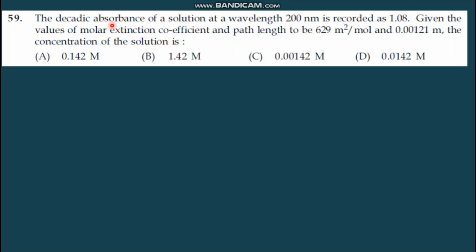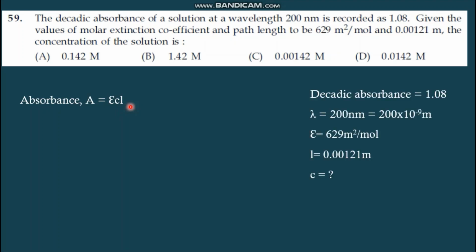Next question. The decadic absorbance of a solution at wavelength 200 nanometer is recorded as 1.08, given the values of molar extinction coefficient and the path length to be 629 meter square per mole and 0.00121 meter. The concentration of the solution is. We know from Beer-Lambert's law we have absorbance A equal to epsilon C L. Epsilon is the molar extinction coefficient, C is the concentration, L is the path length. We have all the values and we have to find out C.